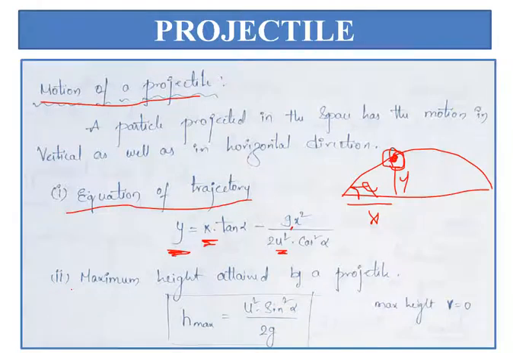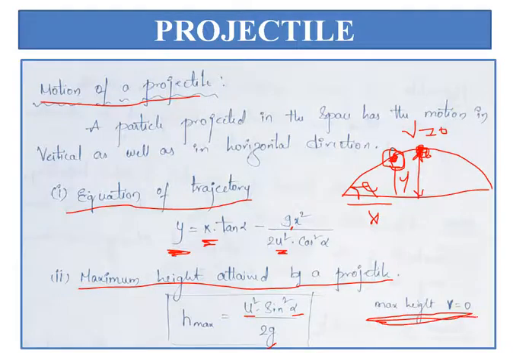And next, coming to the next formula, maximum height attained by a projectile. In this total path, this is your maximum height from the ground surface, and that maximum height is given by u square sine square alpha divided by 2g, where u is the velocity of the particle, alpha is the angle of projection, and g is acceleration due to gravity. And moreover, the velocity at this maximum point is equal to 0. You can see at maximum height your velocity is 0.